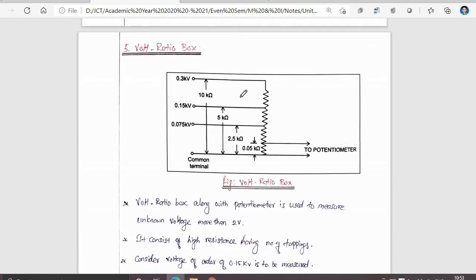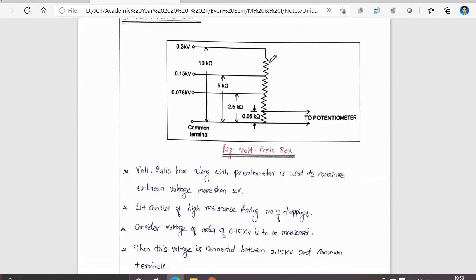Here also it is the same concept. We can take a potentiometer with a huge ratio. The common terminal is 0 voltage. We can take a maximum voltage of 0.3 kilovolt. 1 kilovolt is equal to 1000 volts, so 0.3 kilovolt means 300 volts.